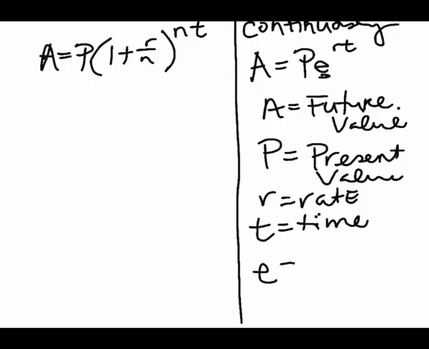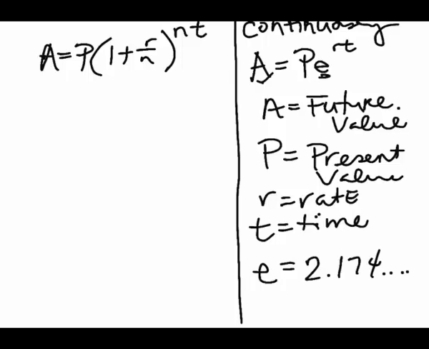Now, e is a number. It's a constant, like 2.718 and some change. It's like pi. Pi is 3.14, and it goes on forever. e is the same thing. So that's it. Everything over here is accounted for.